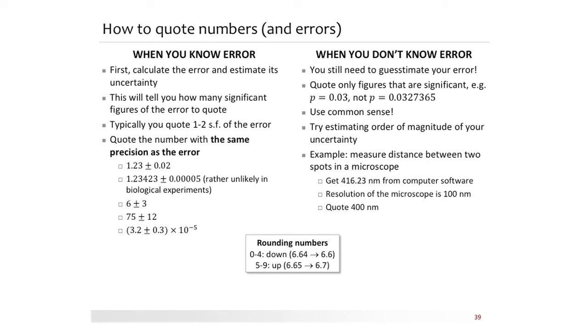If you don't know the error, you still need to guesstimate your error. That's something you have to do. So quote only figures that are truly significant. I really don't believe a p-value is that accurate. It's probably 0.03. Use common sense. Try estimating the order of magnitude of your uncertainty. For example, if you use a microscope and measure the distance between two spots, and computer software gives you this number, but the resolution of the microscope is 100 nanometers, then obviously you don't quote this, you should quote just 400.